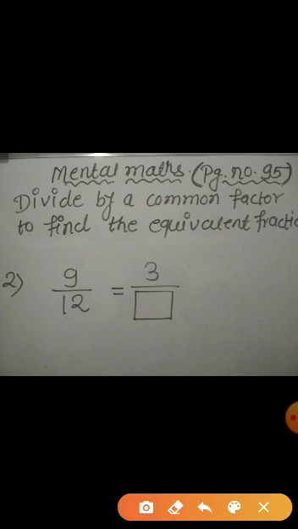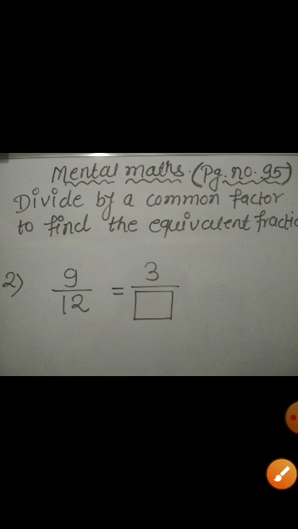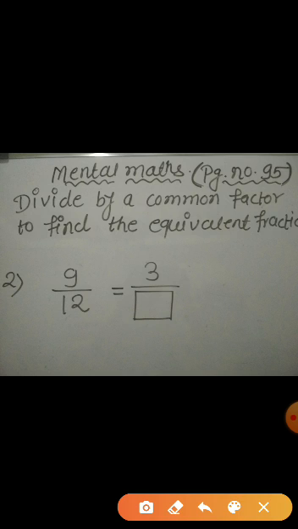Now see one more example. Here the given fraction is 9 upon 12, right? And in the next fraction, we are given only the numerator, which is 3, and the denominator is missing. Now let's see how to find the denominator. Let us first find the relation between the numerators. How will you get this 3 from 9? Yes, when you divide the numerator 9 by the number 3, you will get 3, right? 3 3s are 9. Since the numerator is to be divided by 3, we need to divide the denominator by 3 as well to get the equivalent fraction.